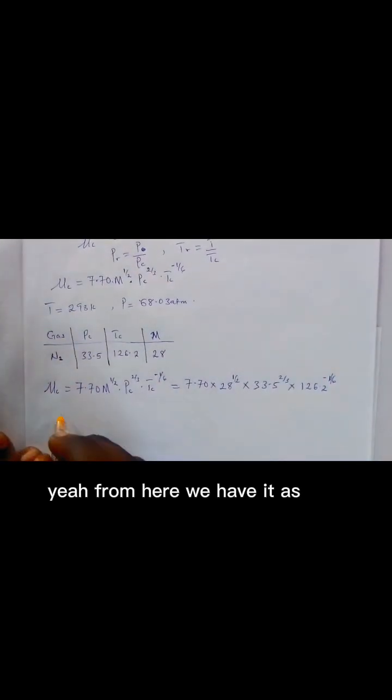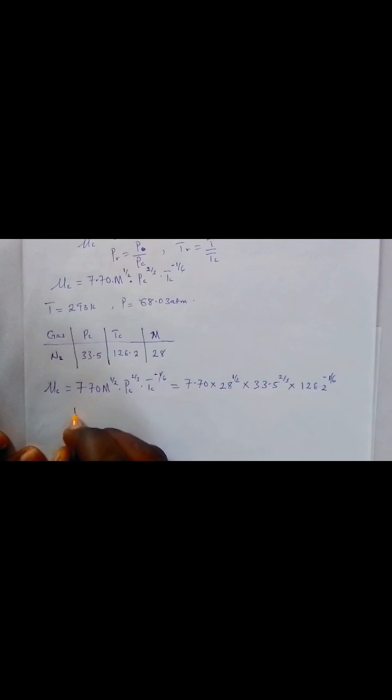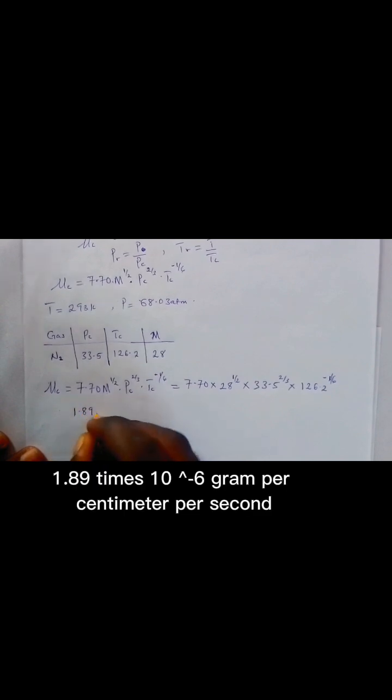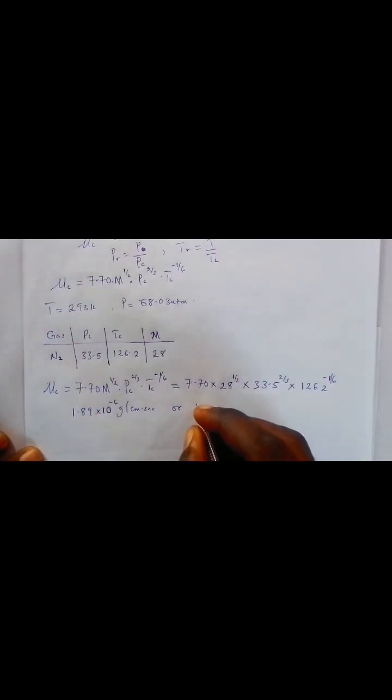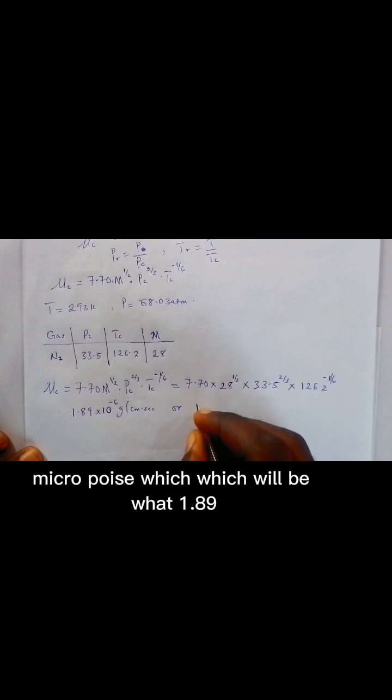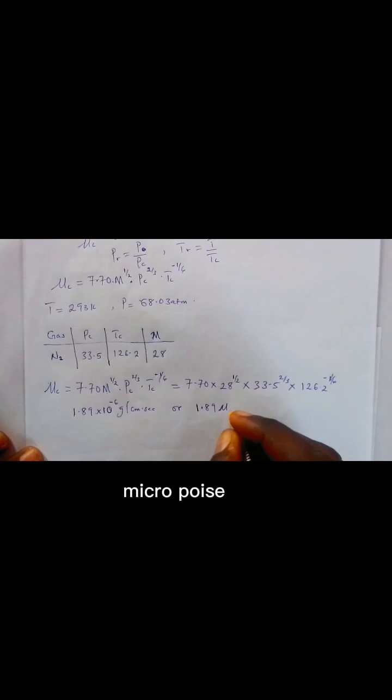From here we have 1.89 times 10 raised to the power of minus 6 gram per centimeter per second. Or you can read it as, the normal unit for critical viscosity is micropoise, which will be 1.89 micropoise.